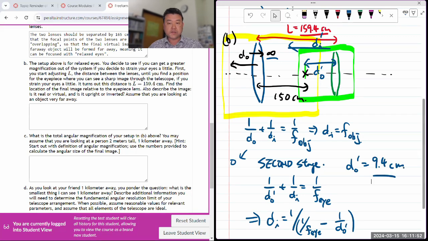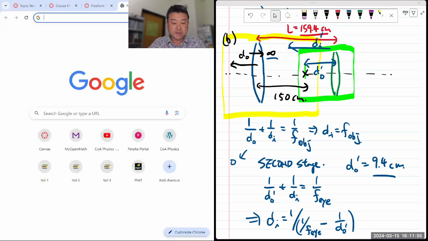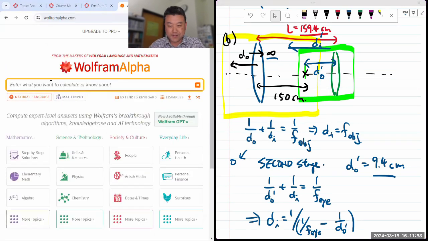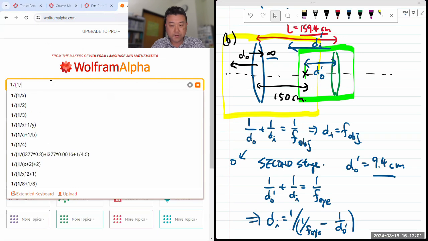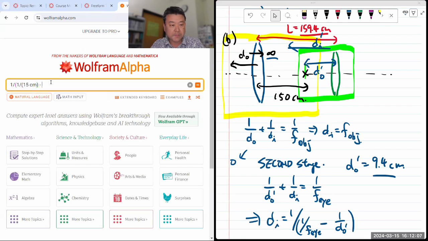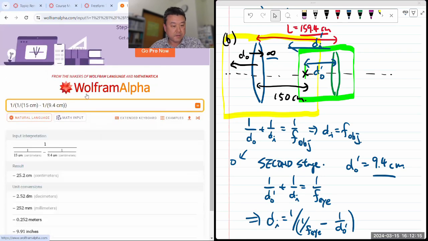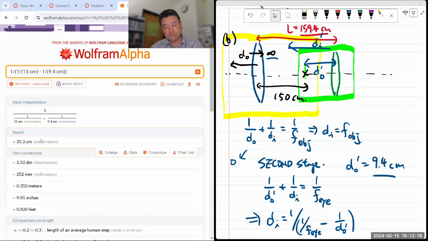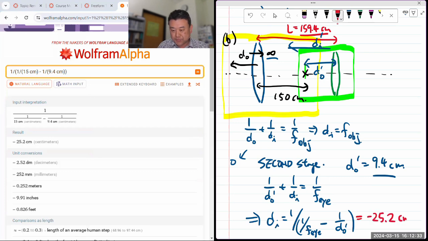Okay, I think I have enough. The rest of the calculation I can do in Wolfram Alpha. That's the quickest way to do it with a limited amount of time. 1 over the 15 centimeters, that was the focal length of the eyepiece, minus 1 over 9.4 centimeters, that was the object distance. Yeah, I think I'm going to get a negative number. Let's see, minus 25. Oh, yeah, I could have guessed that, because this is a textbook near point, 25 centimeters. So my answer, which I could have guessed if I thought it through a little better, is minus 25.2 centimeters.